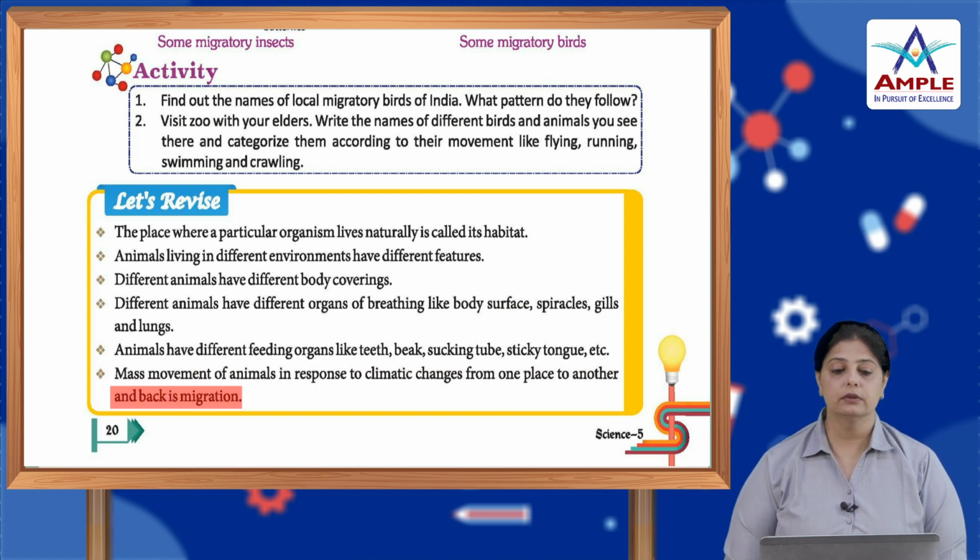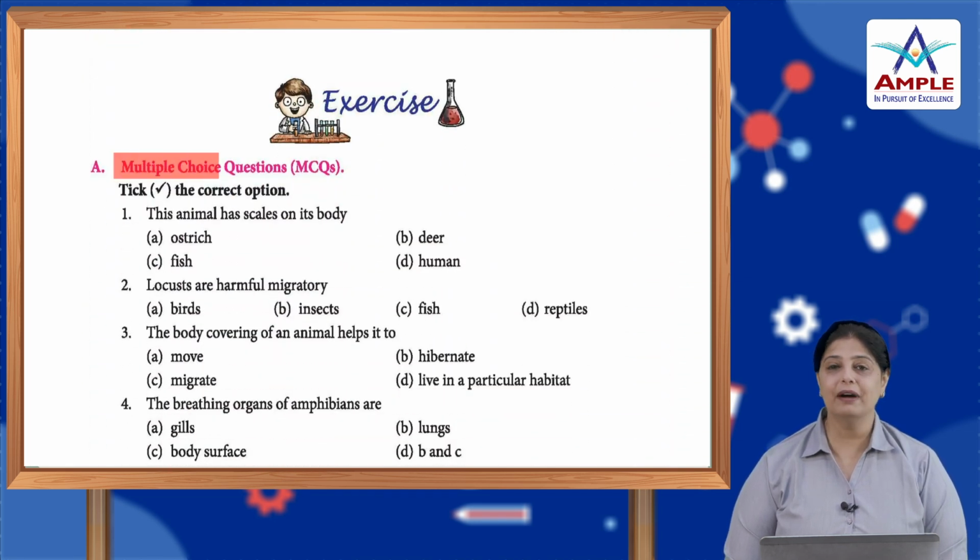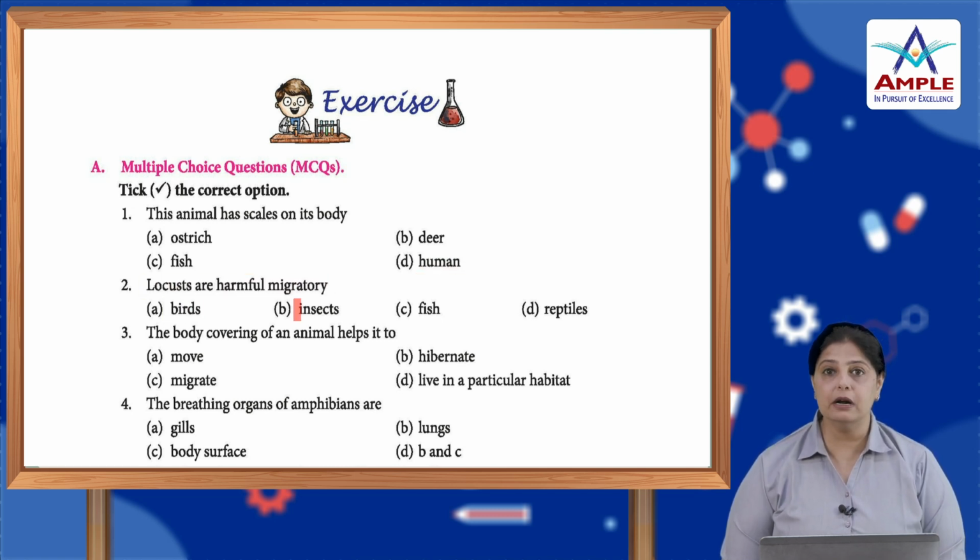Now, let us see how much you followed by doing this exercise. Multiple choice question. Take the correct option. This animal has scales on its body. Ostrich, deer, fish or human? It is fish. Locusts are harmful migratory birds, insects, fish or reptiles? They are insects. The body covering of an animal helps it to move, hibernate, migrate or live in a particular habitat? To live in a particular habitat.